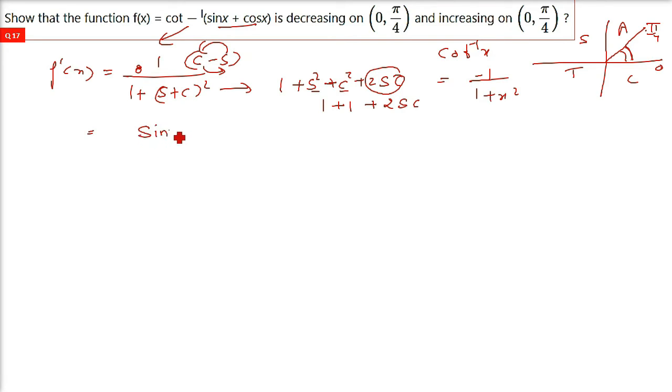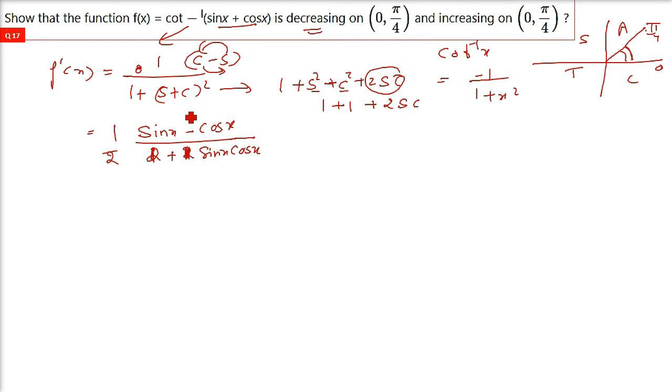Now I'm writing whole (sin x − cos x) divided by 2 + 2 sin x cos x. Now for this one, you can go for numerator and denominator separately to show whether it is increasing or decreasing. I'm taking this 2 outside in the denominator. So it has to be decreasing on 0 to π/4, that we have to show.